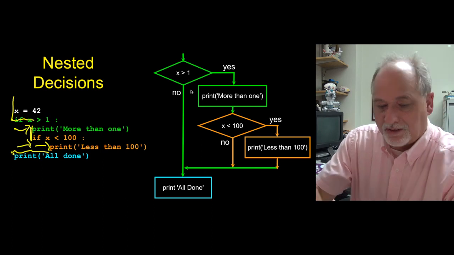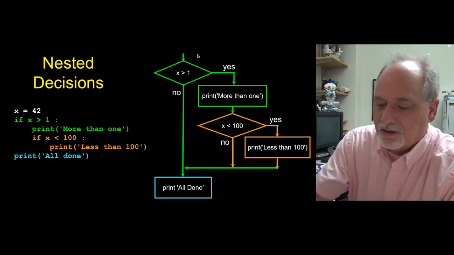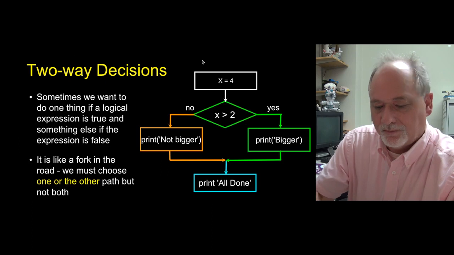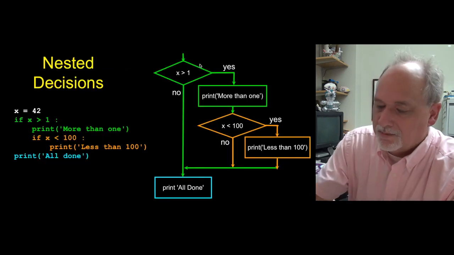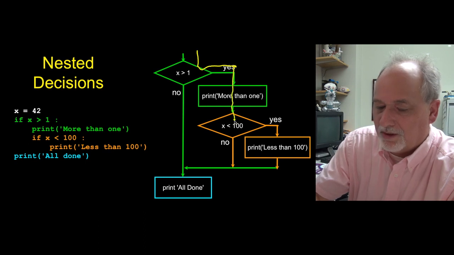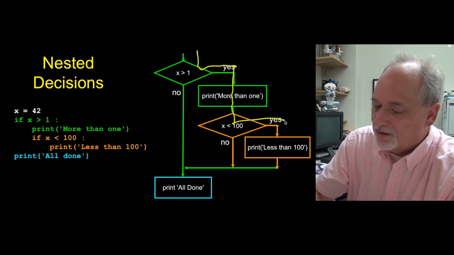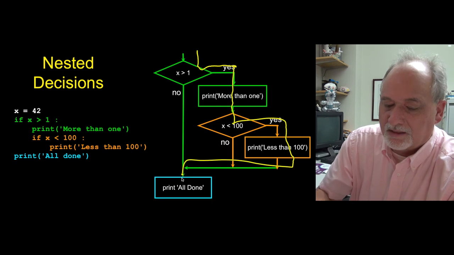And so if you watch this and take a look at how this works, it runs to here. Oops. Back up. Comes in here. The answer is yes, x is greater than 1. Prints this. Is x less than 100? Well, it's 42, so the answer is yes. So it runs this, and then it kind of continues back to there.